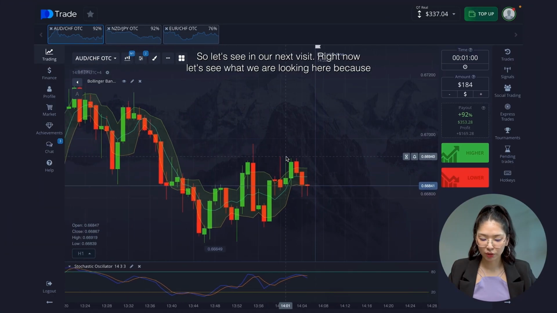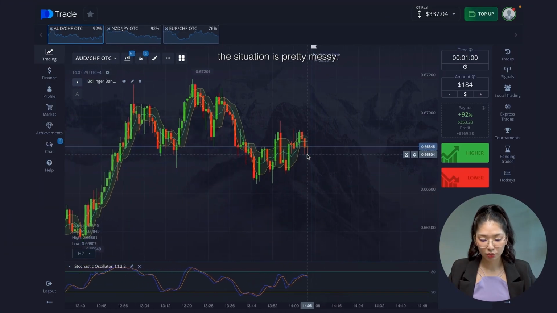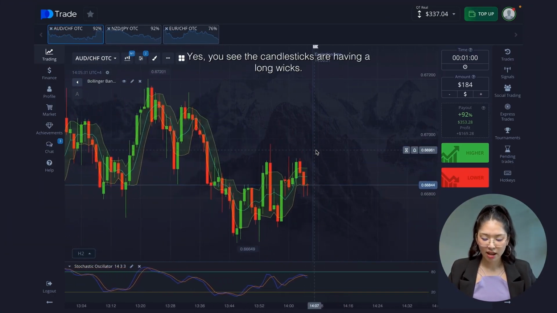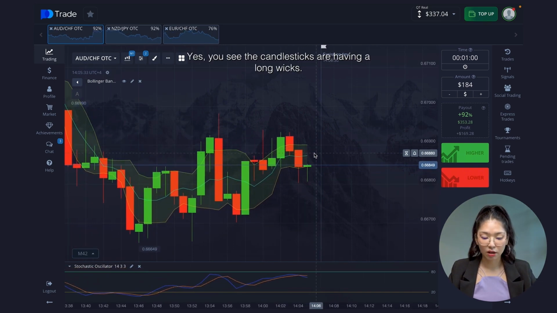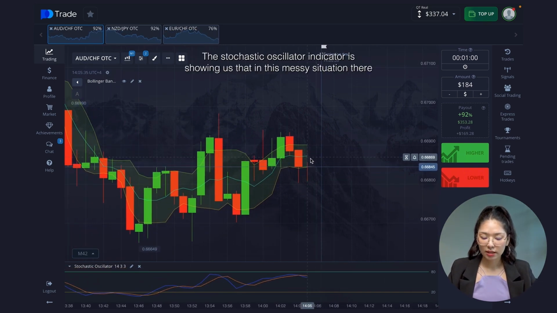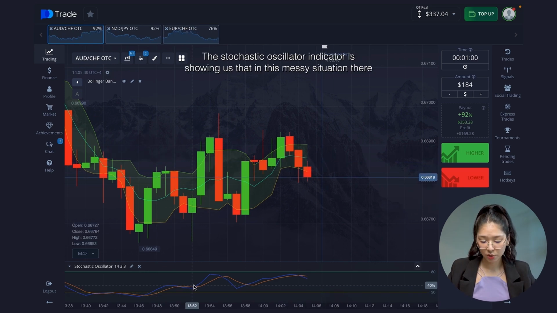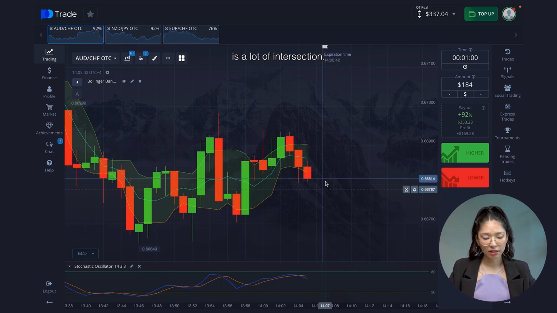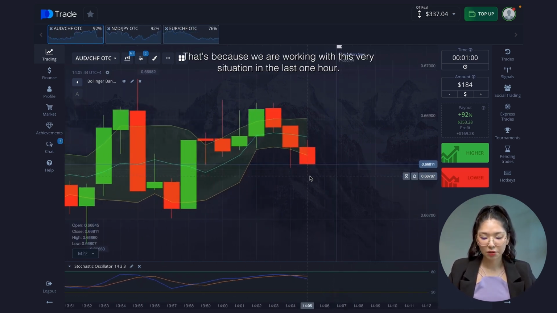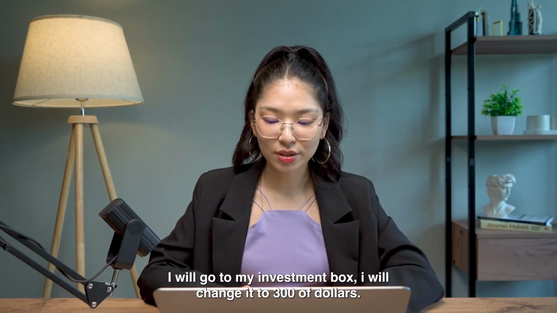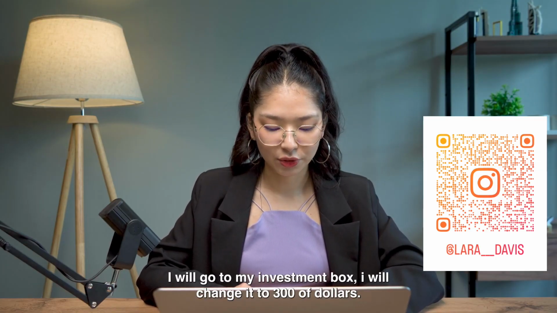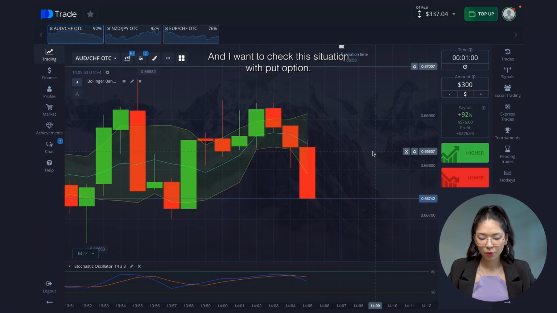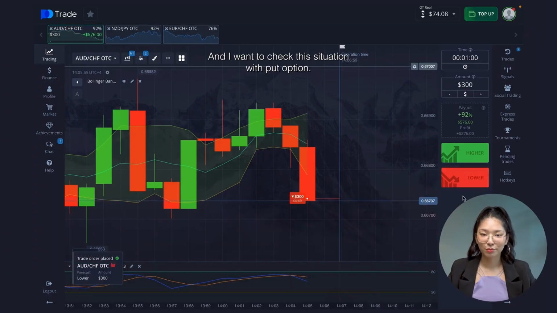Right now, let's see what is working here, because the situation is pretty messy, and you see the candlesticks are having long wicks. So the stochastic oscillator indicator is showing us that in this messy situation, there's a lot of intersection. That's because we've been working with this sort of situation for the last 1 hour, and I will go to my investment box. I will change it to $300, and I want to check the situation with a redemption.